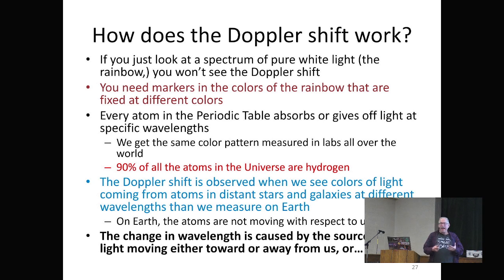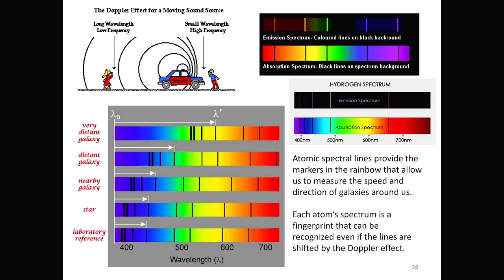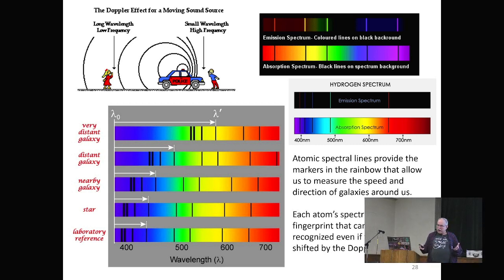If you didn't have the fingerprints from the hydrogen atom, you wouldn't know where you were, and you wouldn't know that anything was shifting. So for example, if you look in the laboratory reference and you just heat up some hydrogen and you get this absorption spectrum that has these lines in this pattern, the pattern is what tells you everything. The pattern for every element is different. And most of the atoms in the universe are hydrogen, which is why we use the hydrogen lines.